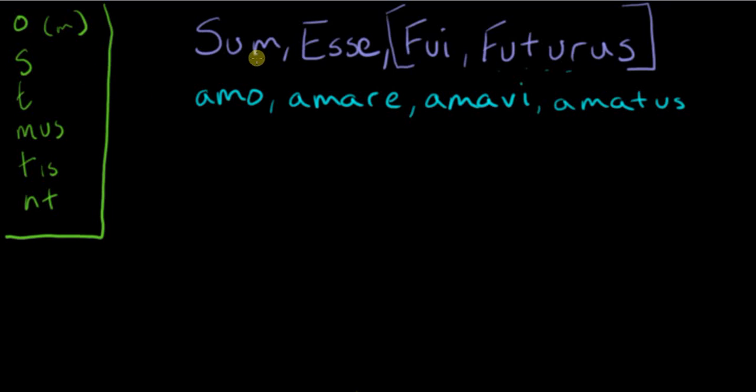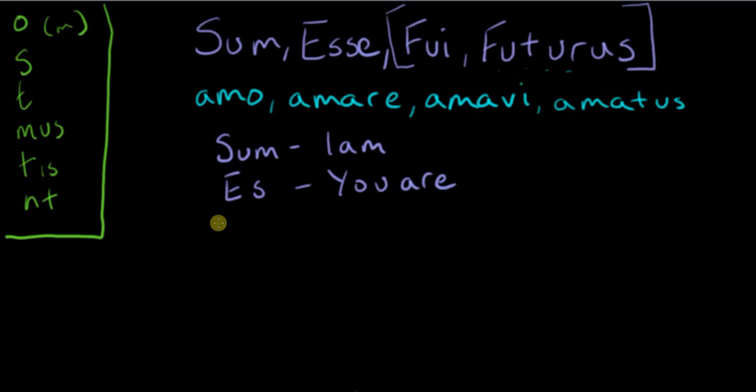So again, we've got the first person present as the main dictionary form. So when you look in the dictionary, this is what you're going to see. It's going to be these four forms. We're not really looking at these two now, but this is your present first person singular. So we've got sum, I am, es, meaning you are, est, which is he, she, or it is.